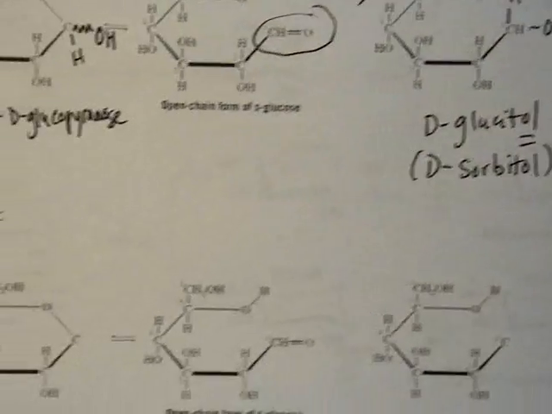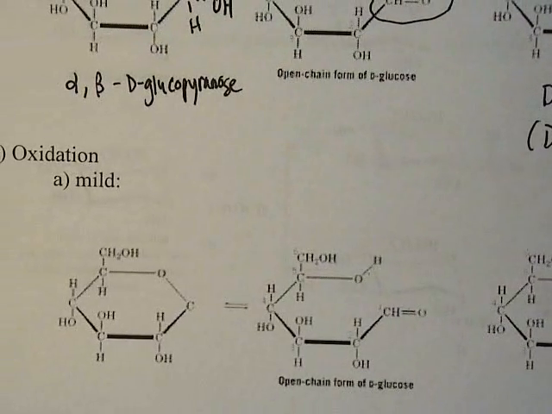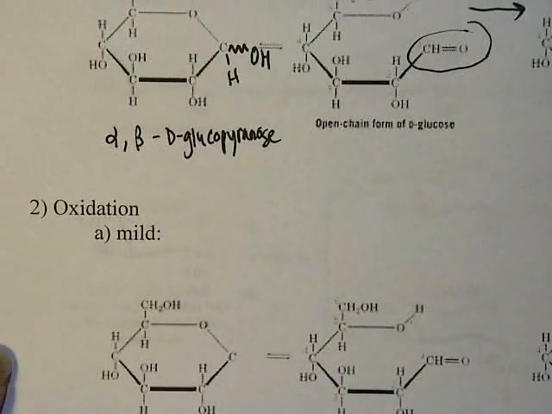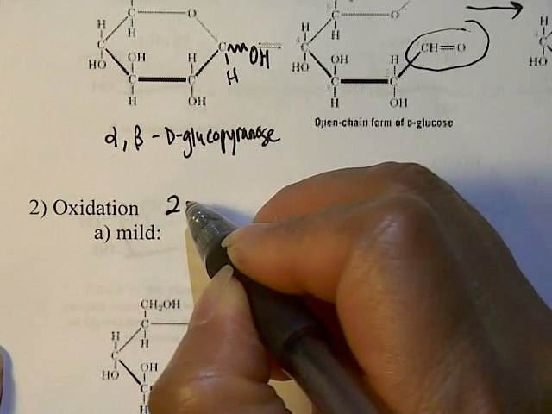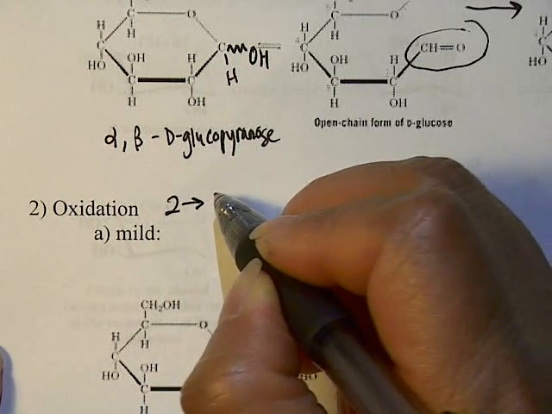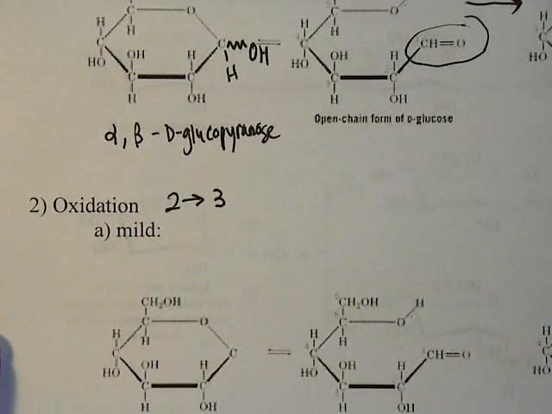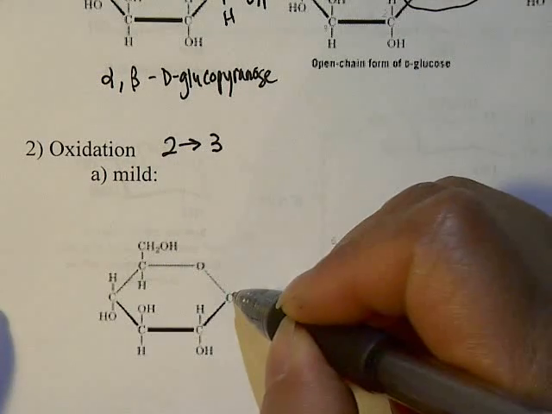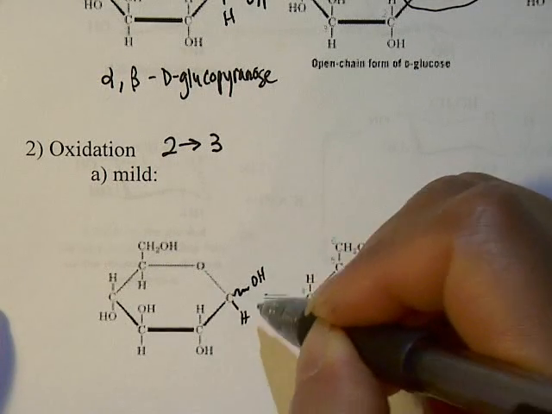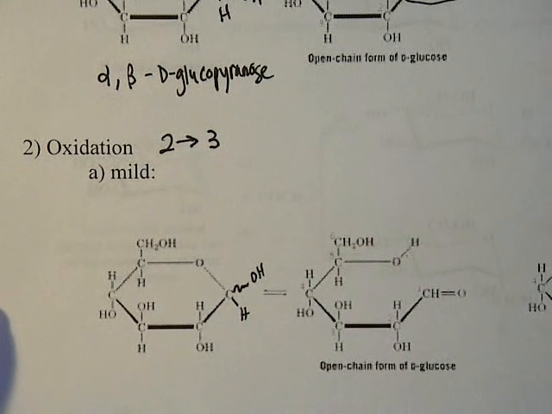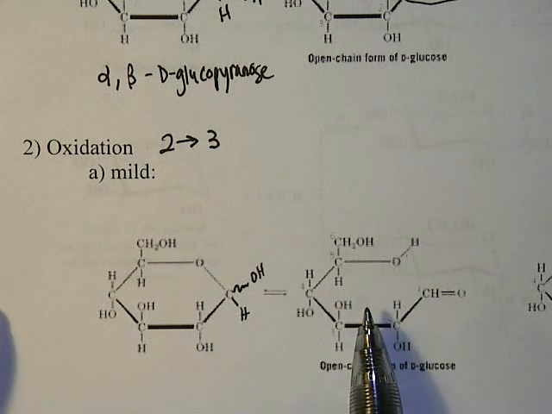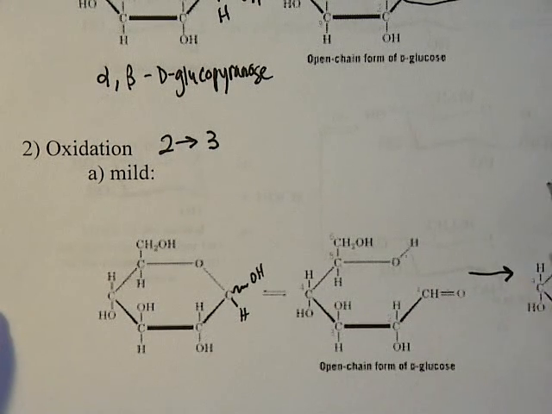All right, now let's go over oxidation. Oxidation is going to be going to a higher oxidation state. So in this case, it's going to go from oxidation state 2 to 3. All right, now once again, under the cyclized form of the alpha and the beta D-glucopyranose, nothing's going to happen with an oxidizing agent. It has to open up to the open chain form before oxidation can occur, right?